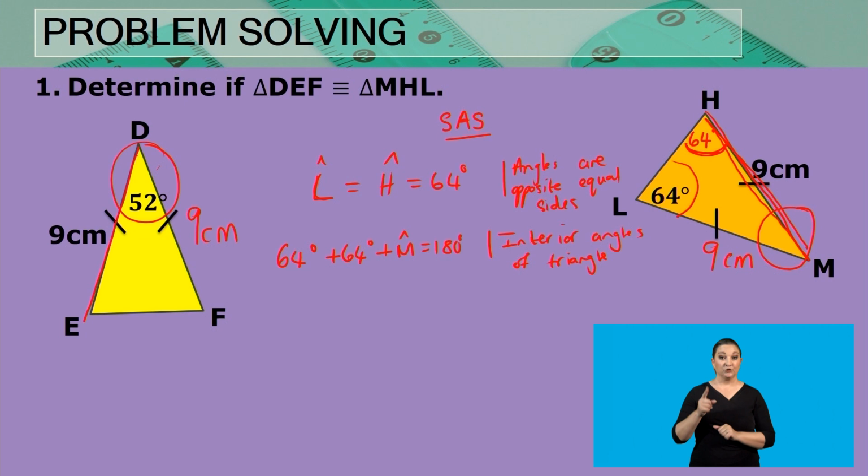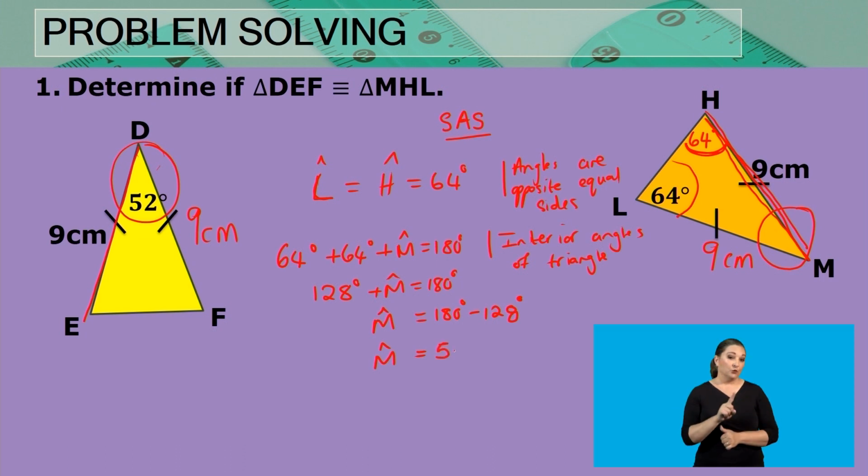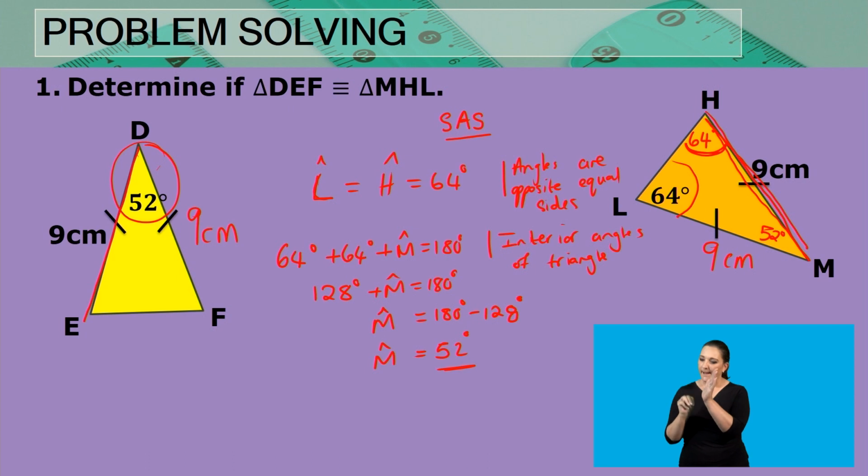Right? And then we have the 64 plus 64, which gives us 128 plus angle M. And if we use the additive inverse of 128 degrees, we are going to have 180 minus 128 degrees, and that is 52 degrees. So we can see there that angle M is 52 degrees. Now, angle M is equal to the corresponding angle D because it is the included angle between the two equal sides. So what does this mean for our two triangles?